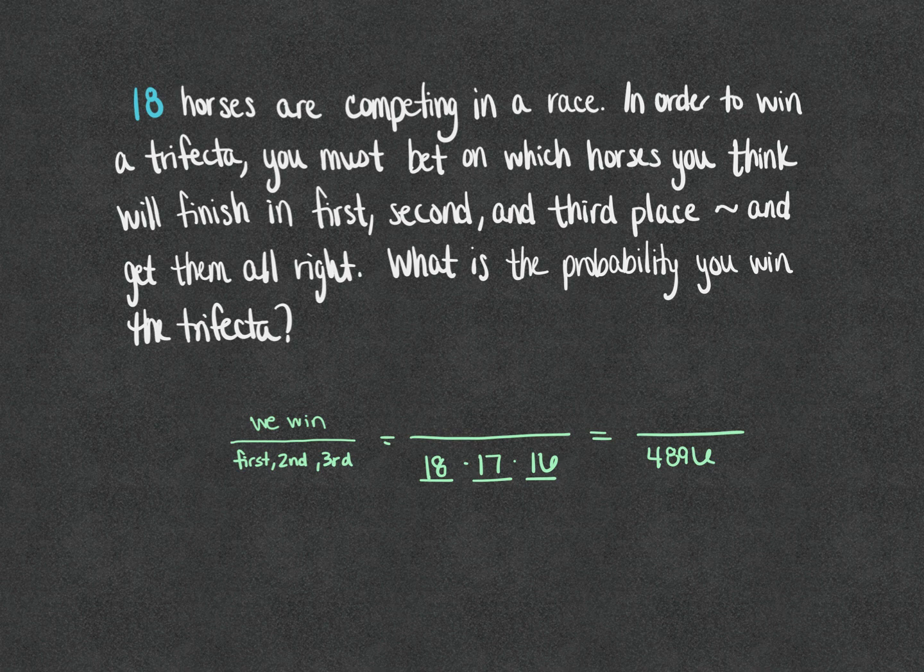Now, for the numerator, this is how many ways we win. Well, that means we have to guess correctly. So we have one chance to get the first place horse right, one chance to get the second place horse right, and one chance to get the third place horse right. In other words, whatever we choose, that is our one chance of winning. And so the probability we would win the trifecta is 1 out of 4,896.